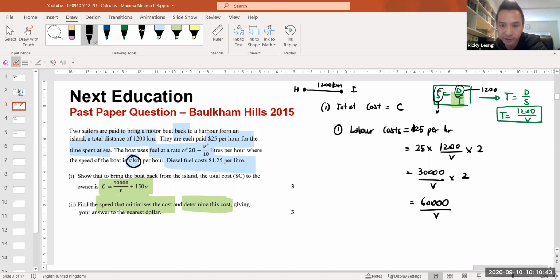So total cost: labor cost is the first part, and then plus fuel cost.